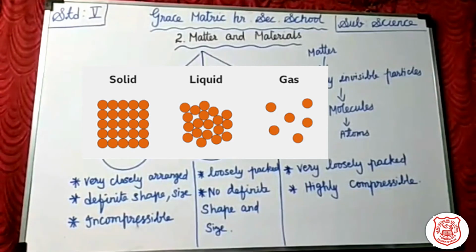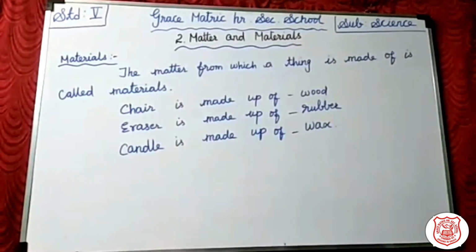In gas, the molecules are packed very loosely. You see in the diagram also, the molecules are loosely packed in gas. The molecules are free to move in any direction, hence gases are highly compressible. So, now you know about matter. Matter can exist in 3 states, and we also learned how the molecules are arranged.